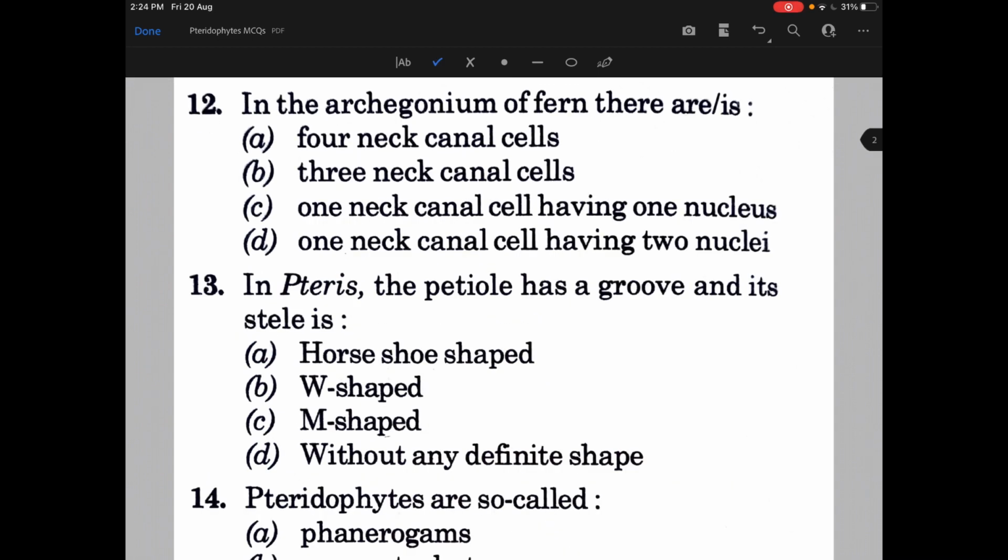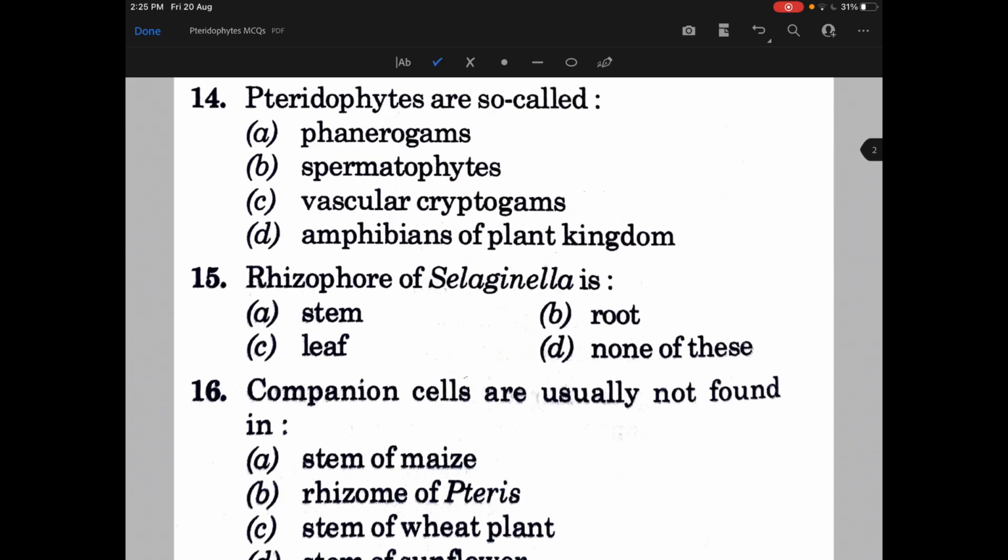In archegonium of fern, there are or is dash. The answer is option D. There is one neck canal cell having 2 nuclei. Then, in Pteris, the petiole has a groove, and its stele is dash. The answer is A, that is horseshoe shaped. Then, Pteridophyta are so called because of dash. The answer is option C.